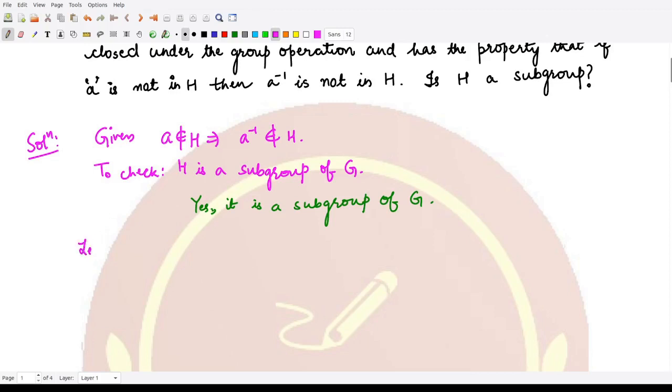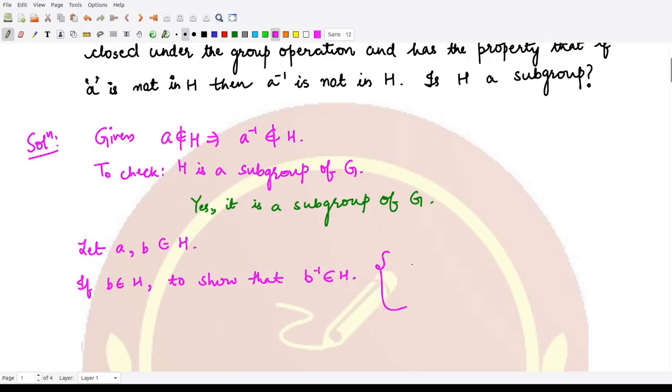So let us suppose that A and B both belong to H. Now if we show that A B inverse also belongs to H, we are done by proving that H is a subgroup of G. But before moving on to that, we first have to show that B inverse is also present in H. So if B belongs to H, we have to show that B inverse also belongs to H.